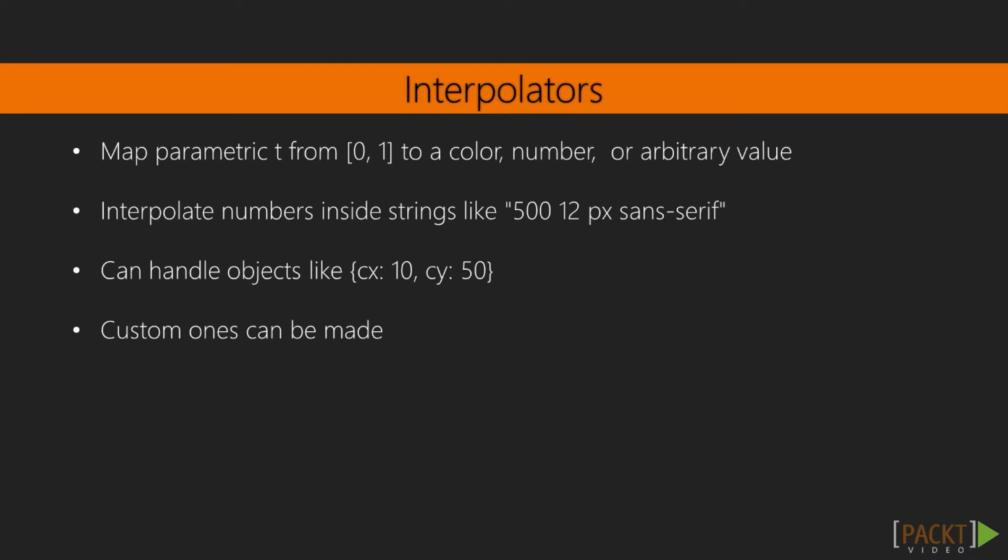Internally, transitions use interpolators to make this happen. They're also used as the basis for D3 scales, and their job is mapping a t parameter from the 0 to 1 domain to whatever range you need. They can even figure out numbers inside strings, complex objects, and so on. You can also make custom interpolators with the attrTween and styleTween functions.